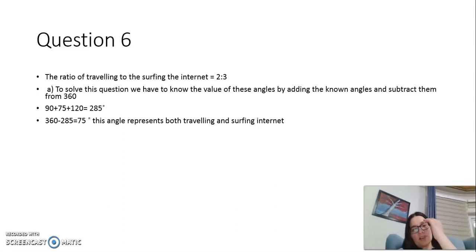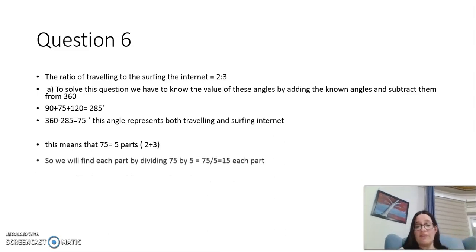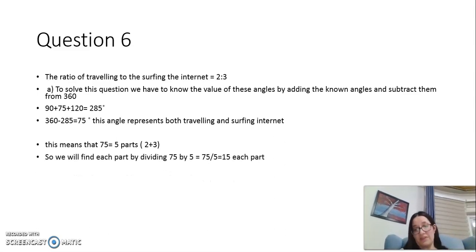This angle represents what? Both traveling and surfing the internet. But this angle, which is the 75, can be divided into how many parts? Into 5 parts. Why 5 parts? Because 2 parts for traveling and 3 parts for surfing the internet. So 2 plus 3 equals 5. So the value of each part will be 75 divided by 5, which is 15.